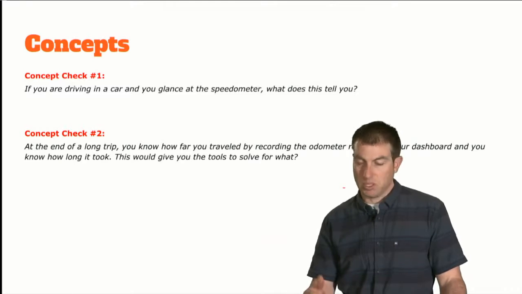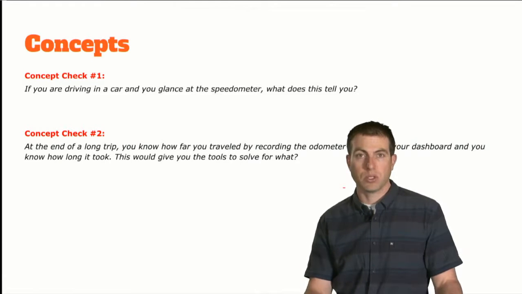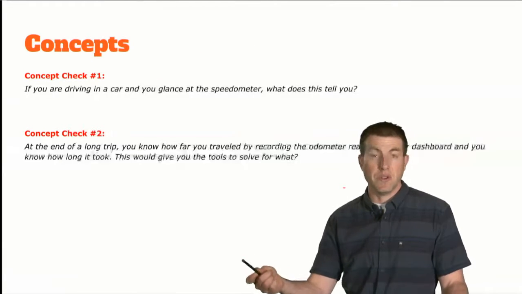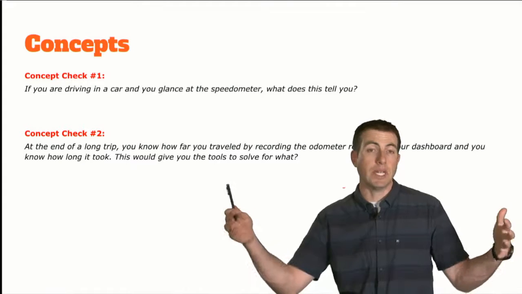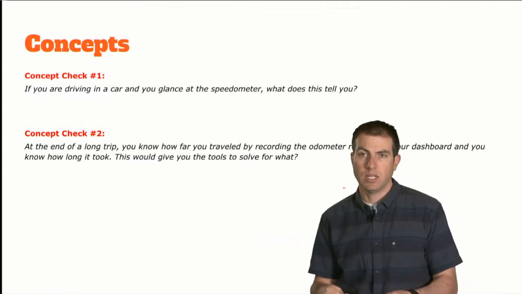Of course, there might be construction, you might have to slow down for portions of your trip, you might get to go really fast on a straight part of the road with a higher speed limit. So average velocity is just the speed averaged out over the entire time interval.